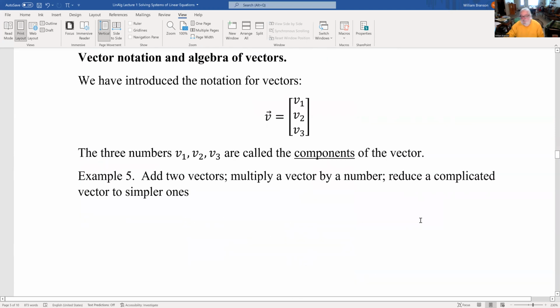Okay, so vector notation and algebra vectors. We mentioned that there are column vectors.